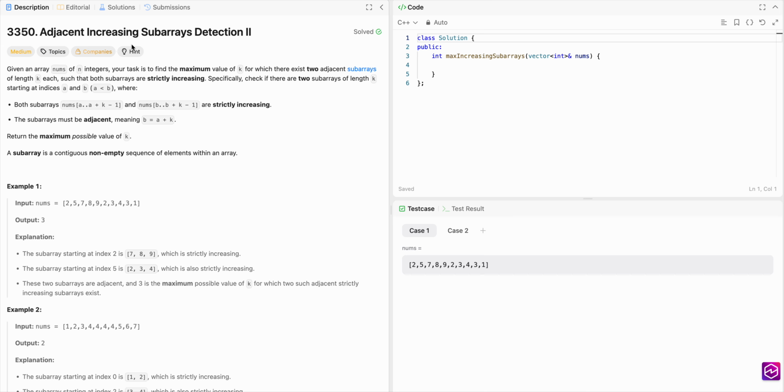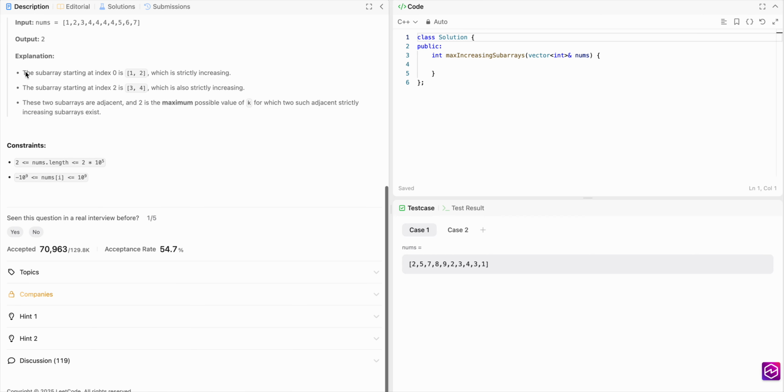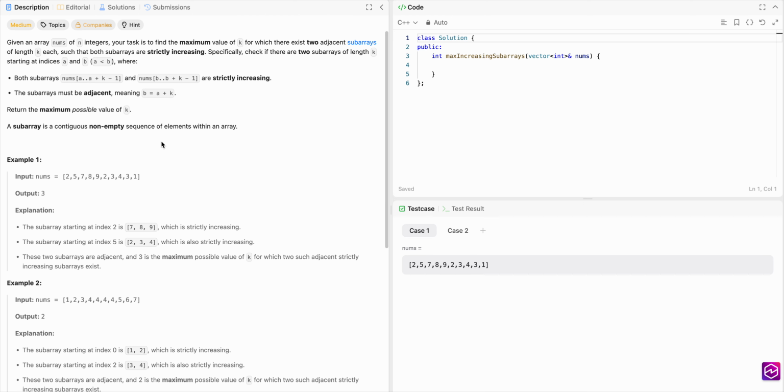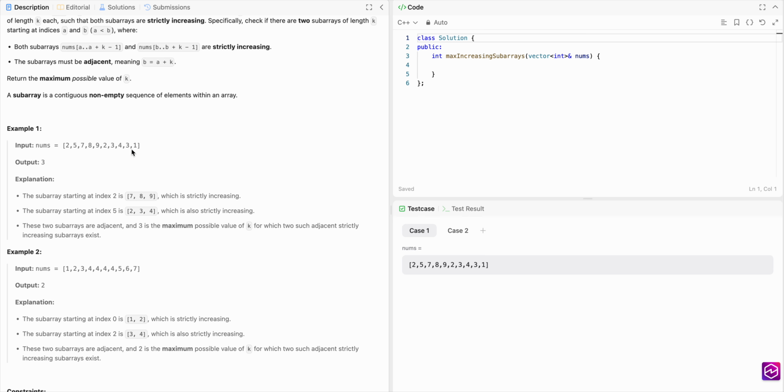Doing this POTD. Today is 15th of October and the POTD is adjacent increasing subarray detection 2. Okay, so we are given... I think we did the most optimal solution inside the normal problem only, but yeah, I think we can do this again.